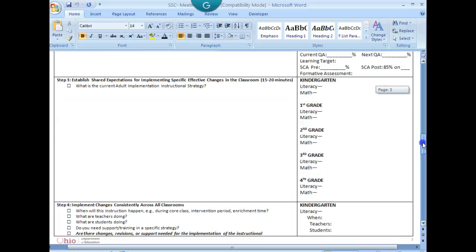Step 3, an important piece: what is the adult doing in order to support the students' needs in literacy and math? So each grade level should input that information.